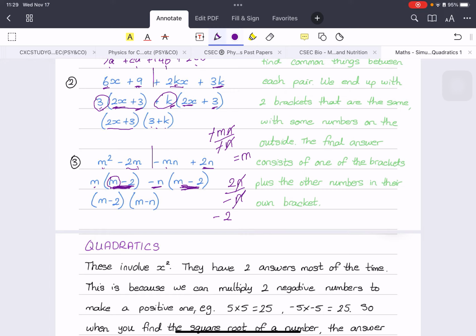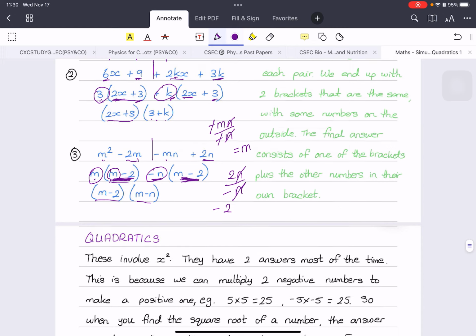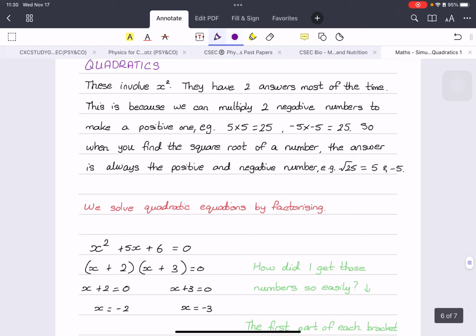And so our final answer, the m minus 2, put back that in brackets. We take the m, we take the minus n, we put that into its own bracket, we get m minus n. Okay?